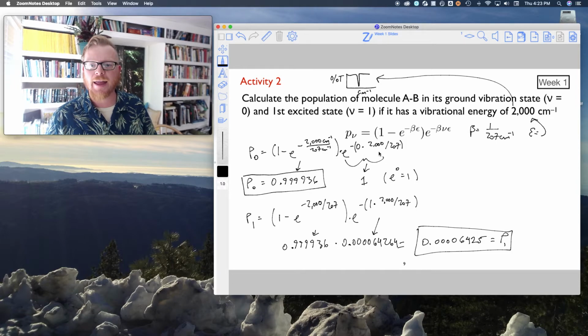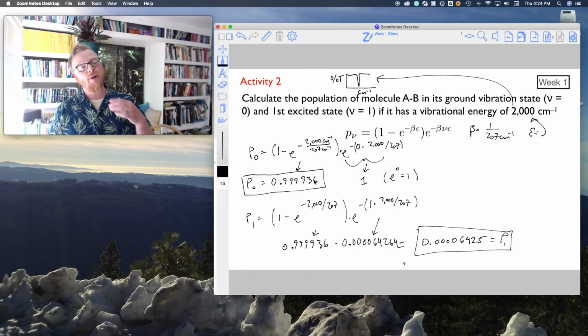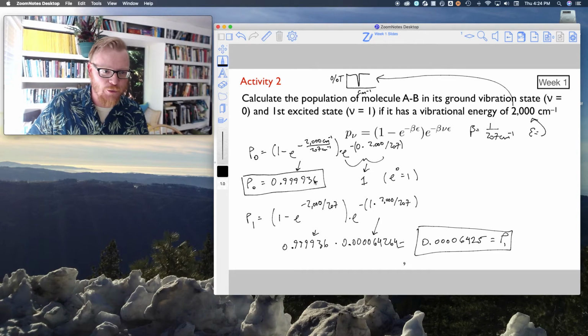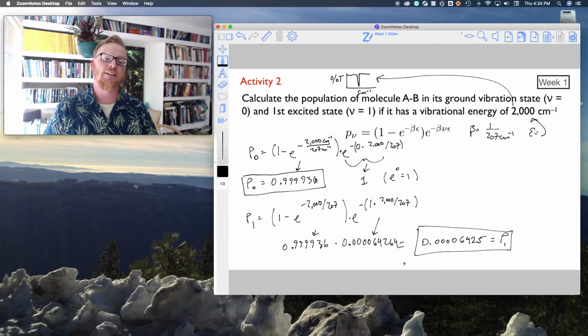This second chunk, because for the ground state nu is 0, becomes e raised to the 0 power, which is just 1. So here we get 0.99936. If you remember from the first lecture, we said nearly everything will be in the ground vibrational state. Here you can see we now have the quantitative proof of that: 99.9936% of the molecules with this 2000 wave number energy are in the ground state.